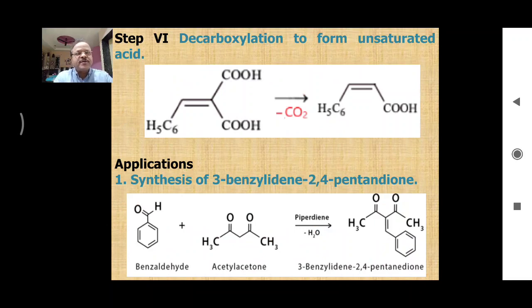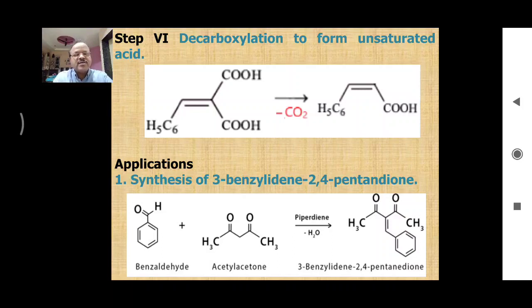And the last step, that is step number 6, decarboxylation to form unsaturated acid. So this is dicarboxylic acid. It consists of two COOH groups. Now after heating, this CO2 molecule gets eliminated, and we obtain this unsaturated monocarboxylic acid. So this is the mechanism. These are the steps involved in the mechanism of Knoevenagel condensation reaction.